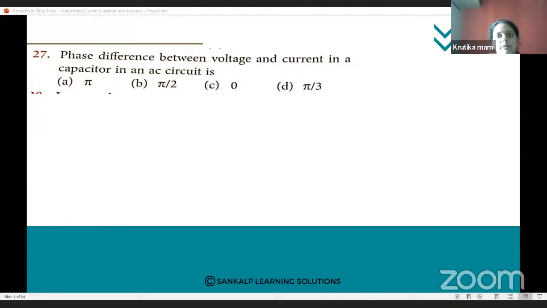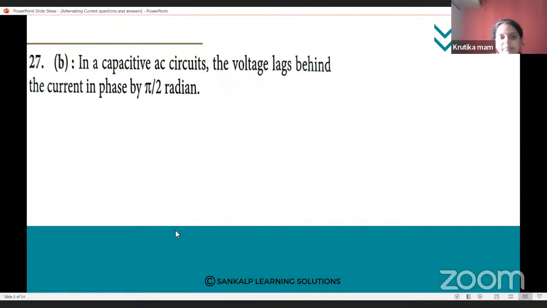Next question: the phase difference between voltage and current in a capacitor in an AC circuit is. So the circuit consists of what? That is the capacitor. Very simple question. Yes, Tasmiya, correct. It is option B, pi by 2.